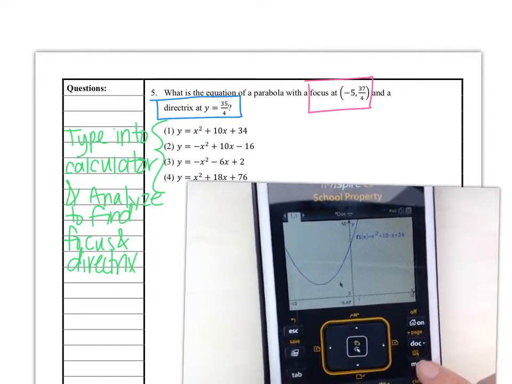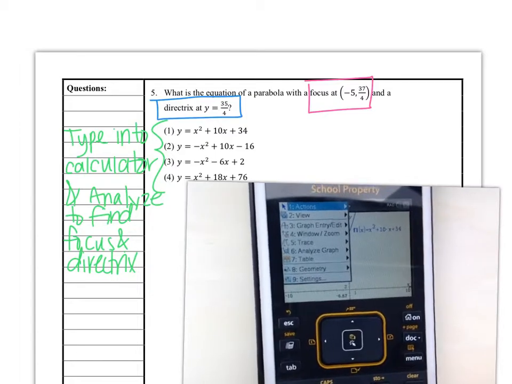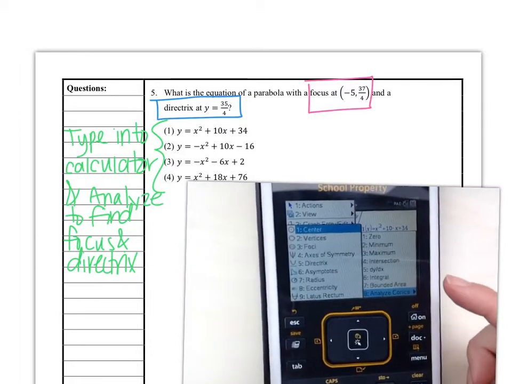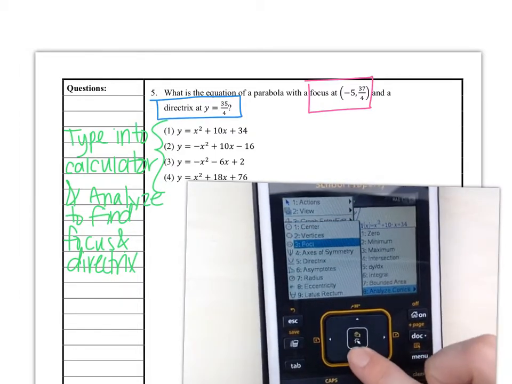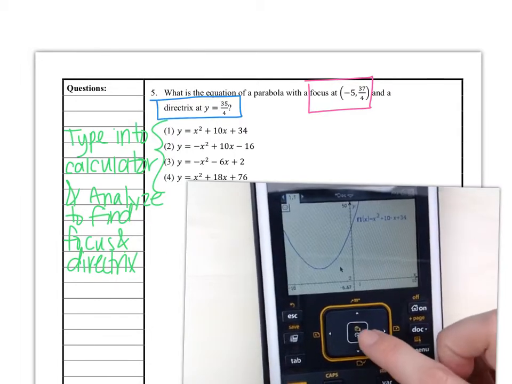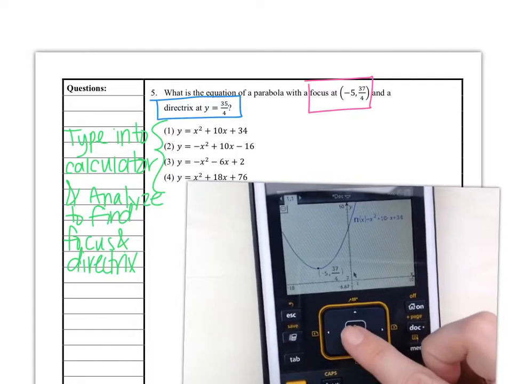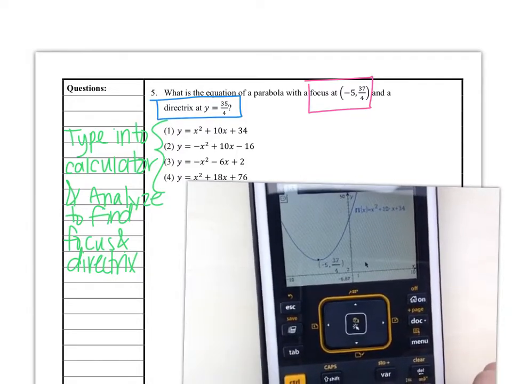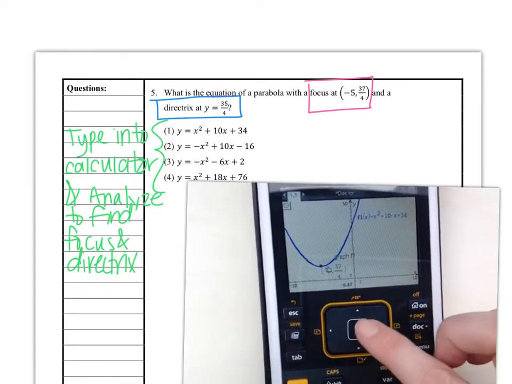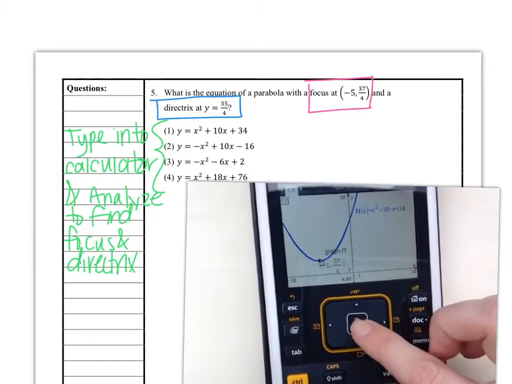So we're going to analyze right here, menu 6, 8, and we want to find a focus and then also the directrix. So focus was choice 3. I click it. Ooh, that looks good. -5, 37/4. That matches.